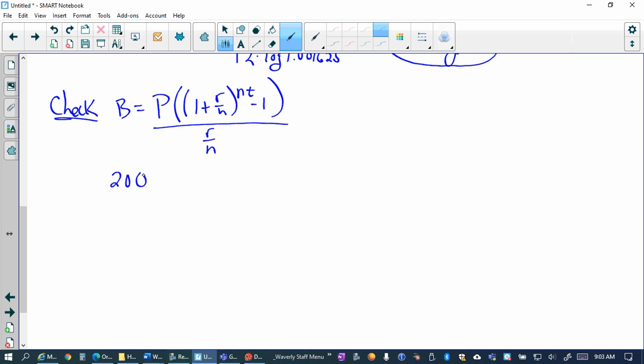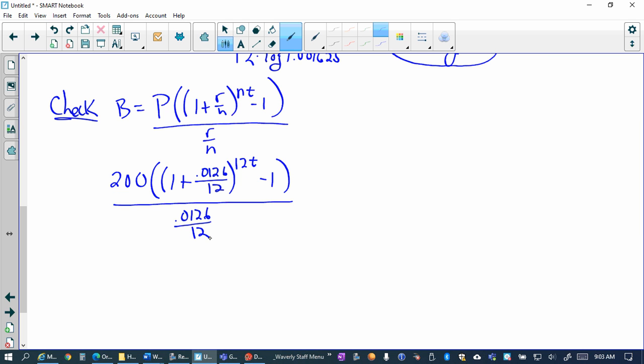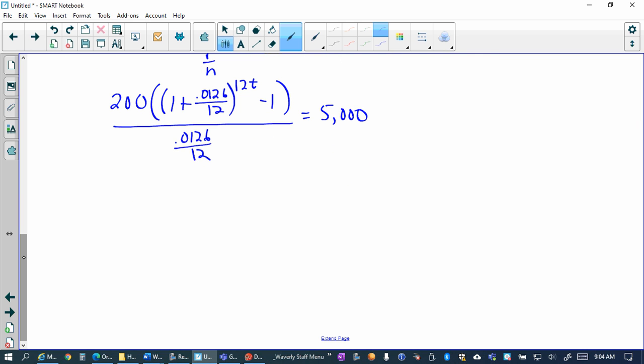So we need 200 times 1 plus, our rate was 0.0126 over 12, to the 12t. This whole thing over 0.0126 over 12 needs to equal $5,000. Okay, we'll start simplifying and cleaning it up.